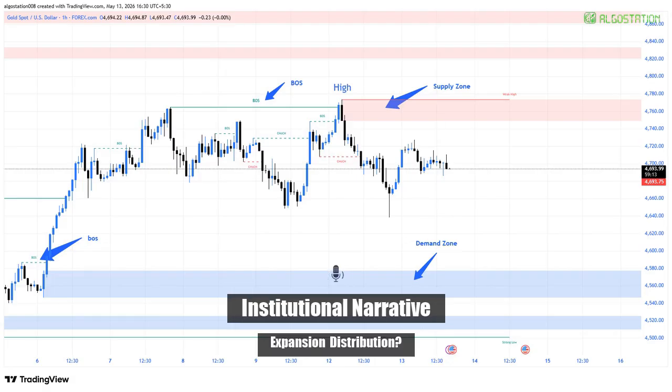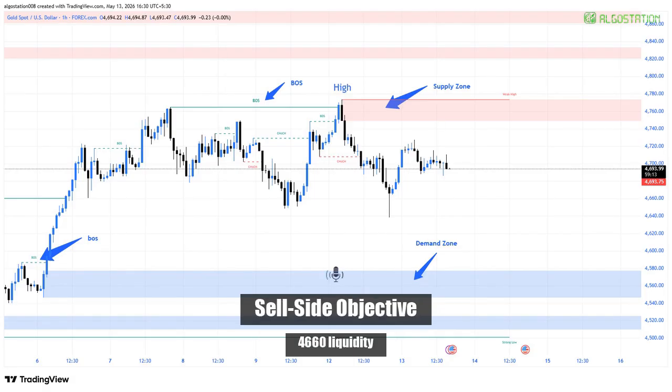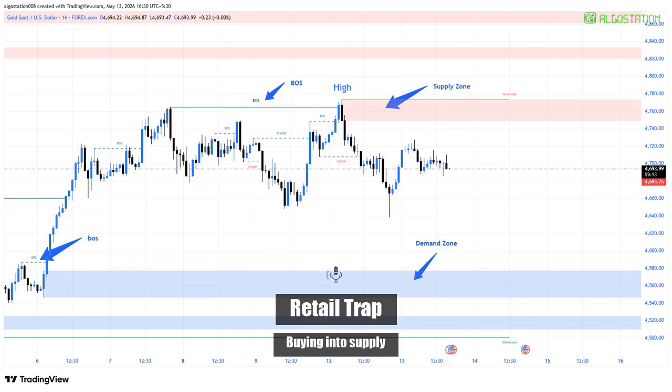Institutionally, the narrative is simple. Price expanded aggressively, tapped premium supply, and now may rotate lower to rebalance inefficiency. If sellers gain control, the first obvious liquidity objective sits near 4,660 where prior lows and imbalance meet. Retail traders usually buy breakouts into highs. Institutions often need those buyers to fill their sell orders. So the 1-hour bias is bullish overall, but locally price is trading in premium and vulnerable to corrective downside.